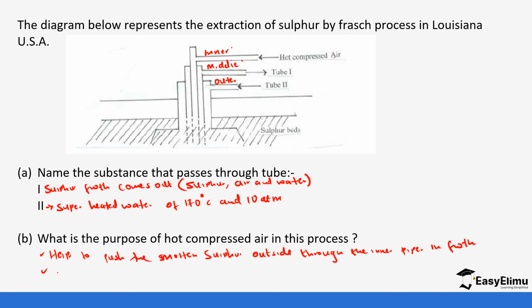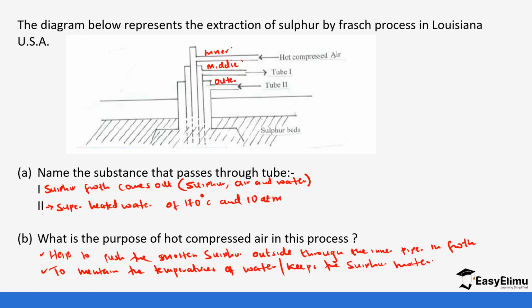And then it also helps to maintain the temperature of the water, or basically it keeps the sulfur molten. Because you can imagine we keep on pumping the hot water, but at some point it starts cooling. So if we add hot compressed air, it's not only going to help to push the sulfur out, but also keep it molten, so that it doesn't cool. If it cools without moving outside, it's going to block this inner pipe.